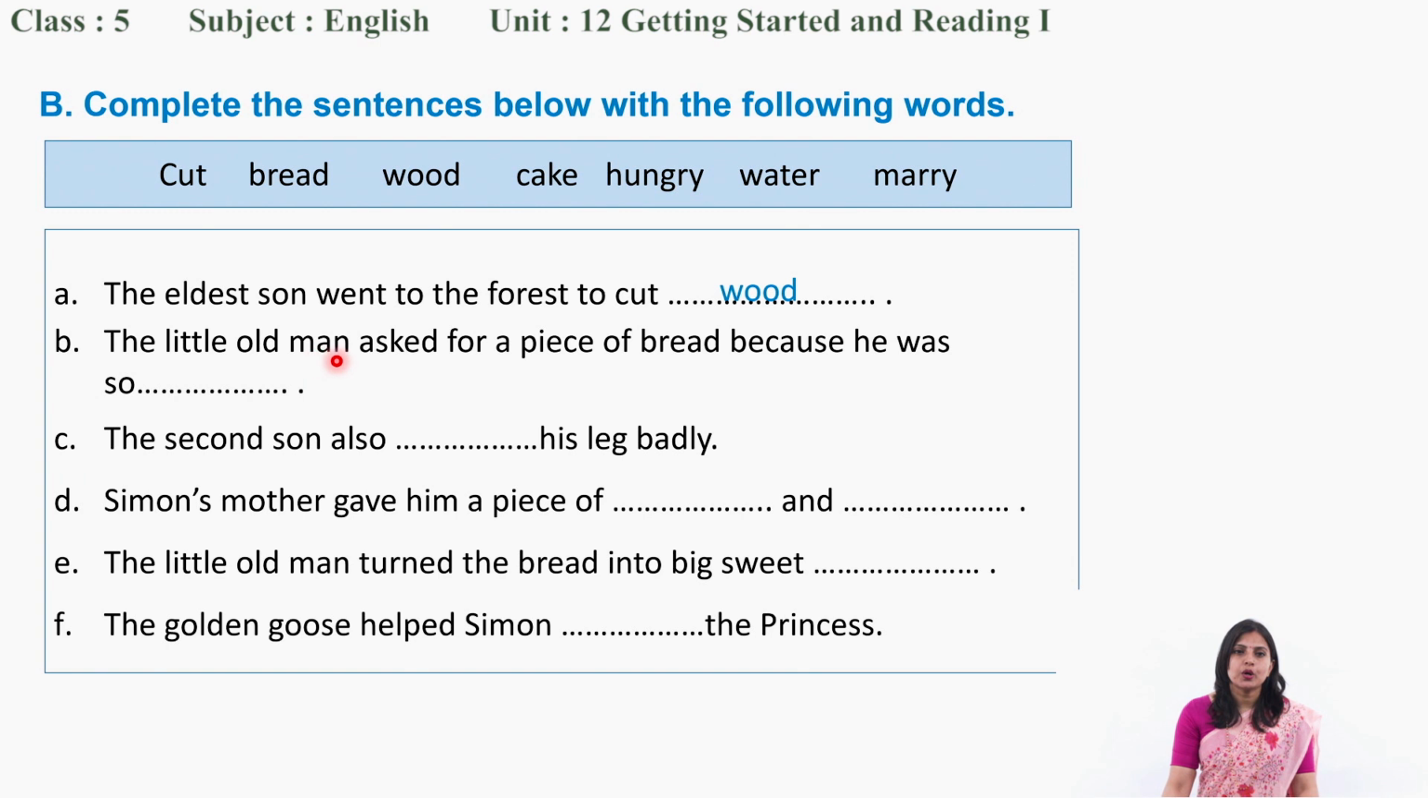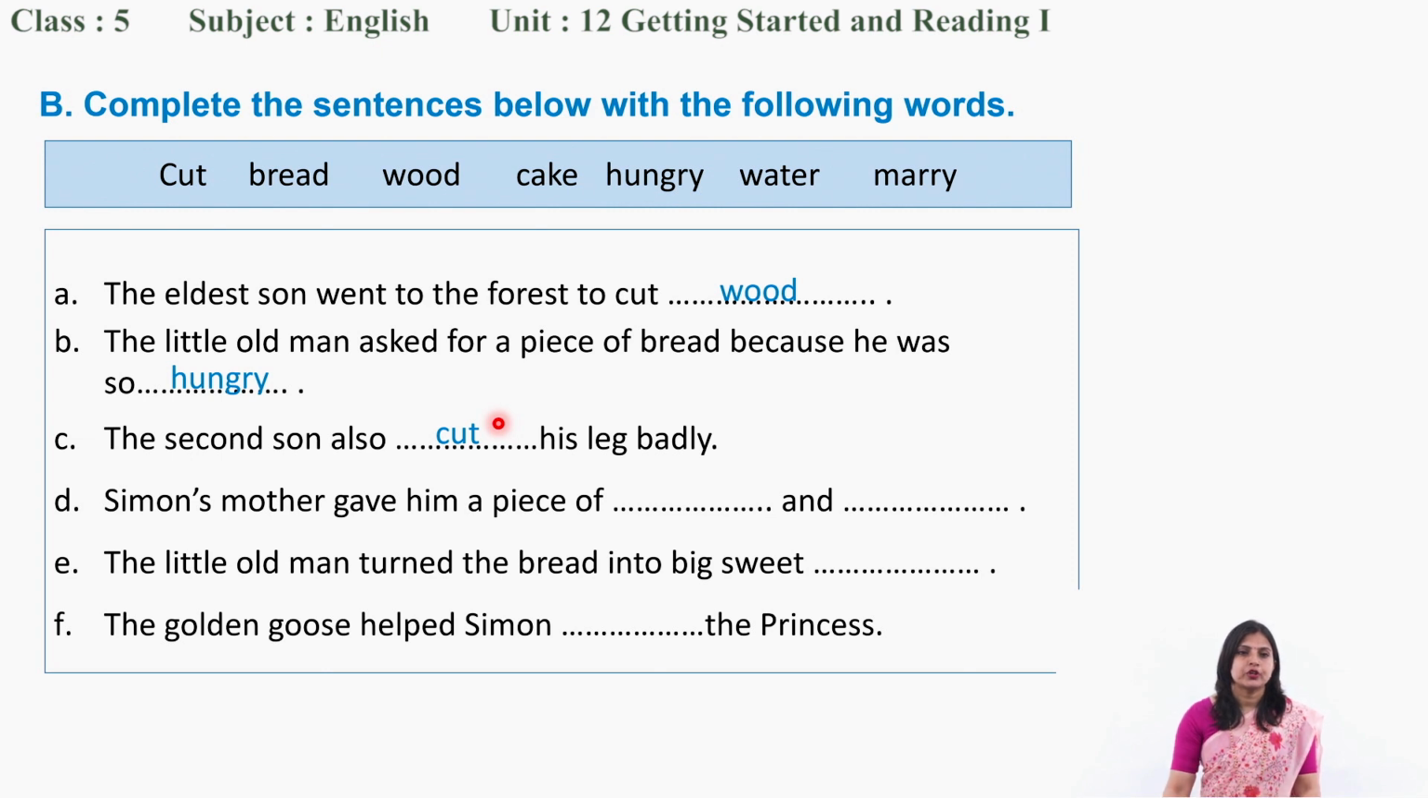The little old man asked for a piece of bread because why did he ask for bread? Yes, good. He was so hungry. The second son also hurt his leg badly. What did he do to his leg? Yes, exactly. Caught his leg.